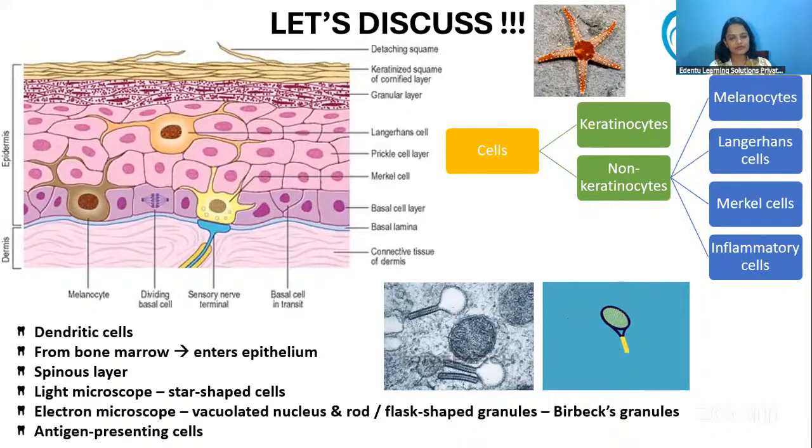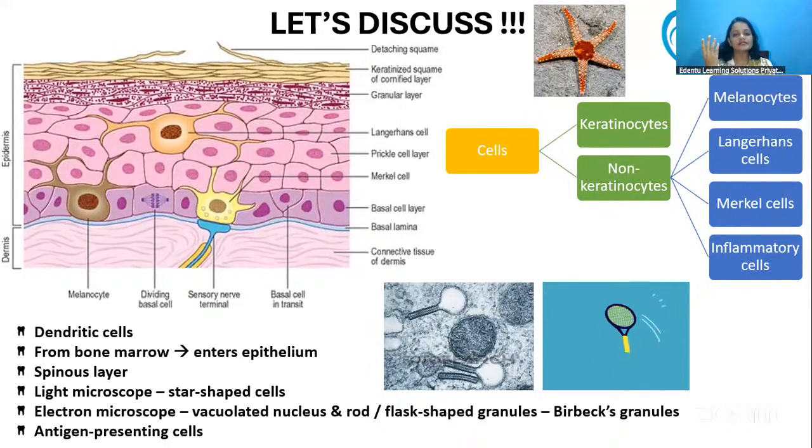Keratinocytes are the cells which produce keratin. And then we also have some special cells called non-keratinocytes. These will be present in small amounts in keratinized epithelium also. There are mainly four types. We have the melanocytes, the cells which secrete melanin pigment.